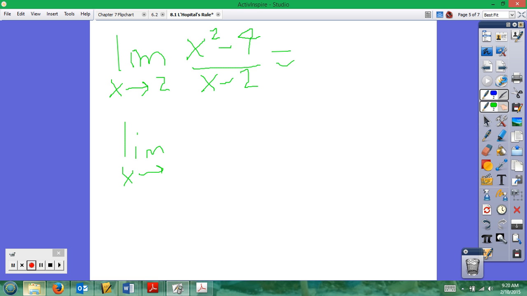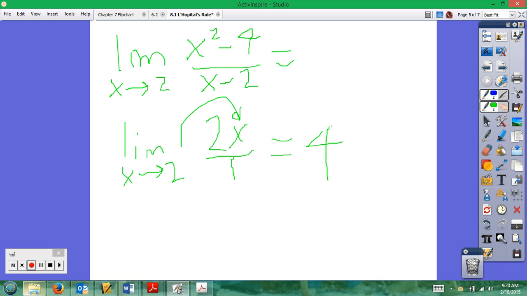It's still the limit as x approaches 2, but the derivative of x squared minus 4 is 2x. The derivative of x minus 2 is 1. Now plug a 2 in. 2 times 2 is 4. 4 over 1 is 4. And that would be the same answer as if you factored and canceled.